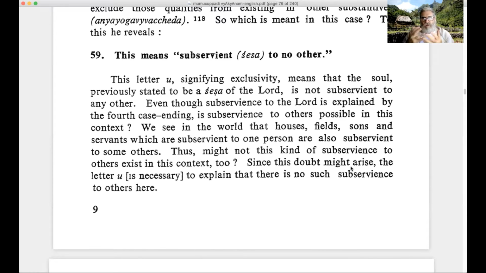Right? Everything we do should be for him. But up until now, there was no indication in the letter A of exclusivity. In the letter U, exclusivity is given. So by the fourth case ending, is subservience to others possible in this context? That's the question.